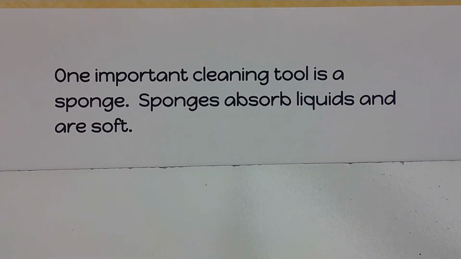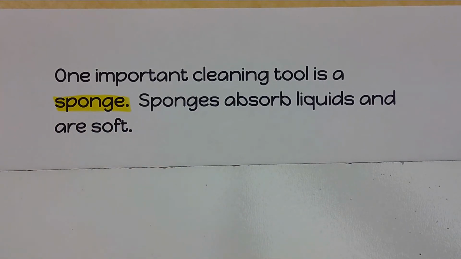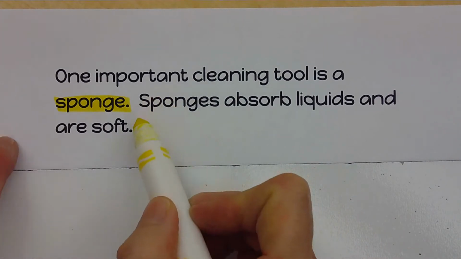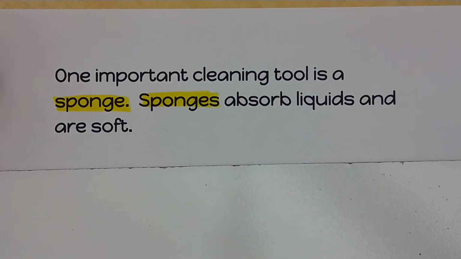Writers, I did this in my writing this week. My writing reads, one important cleaning tool is a sponge. Sponges absorb liquids and are soft. So when you write in a twin sentence, you find a word in that first sentence. I chose sponge. And then you start the next sentence with that word and write more. Sponges absorb liquids and are soft. I use this strategy a lot.